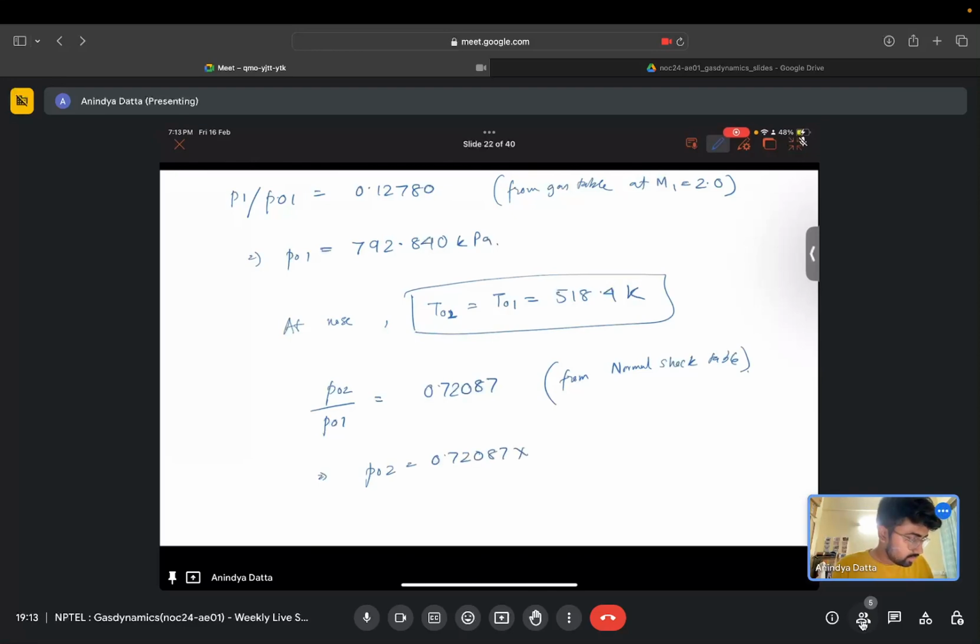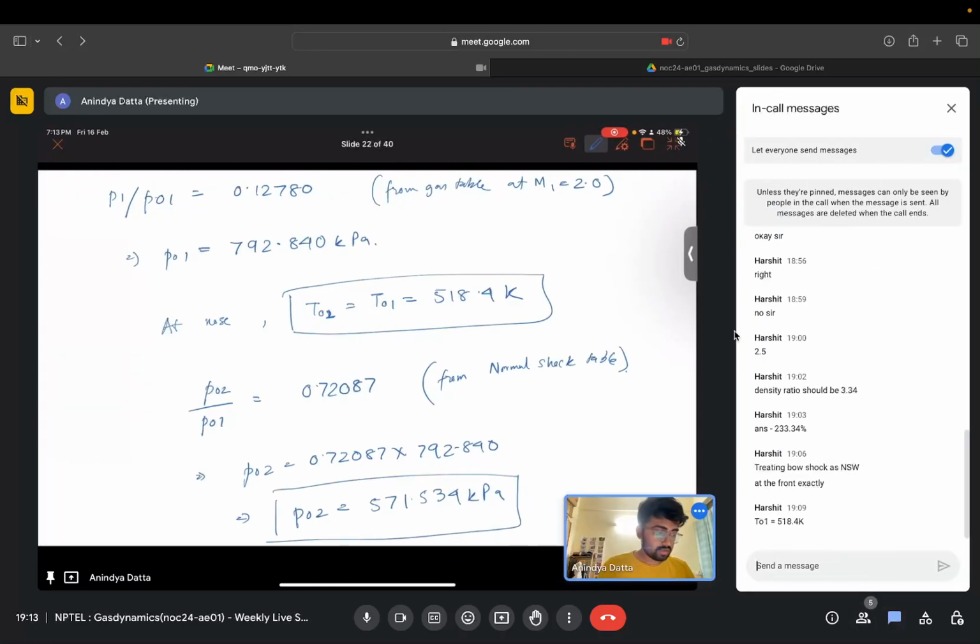0.72087 into 792.84 kilopascal. So P02 will be equal to 571.534 kilopascal. Okay, is this clear?